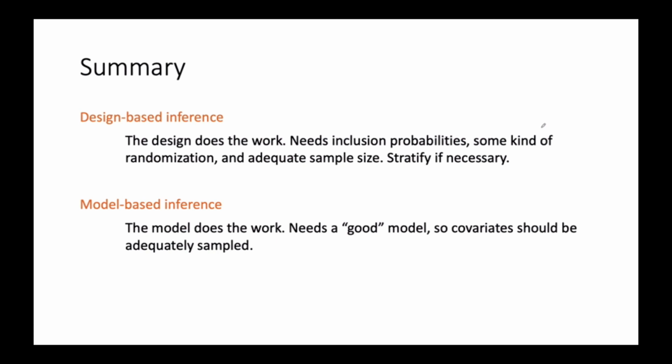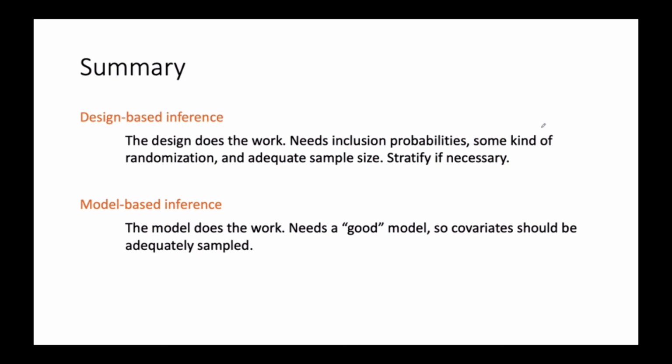Just to summarize these, with design-based inference, it's the design that does most of the work. We need to have inclusion probabilities and a probability sample based on those inclusion probabilities. That will involve some kind of randomization. We also need a big enough sample size to estimate whatever we're interested in reliably. Stratification is a way of dividing up the survey area into smaller subregions, and it's a useful way of reducing variance and getting more precise estimates.